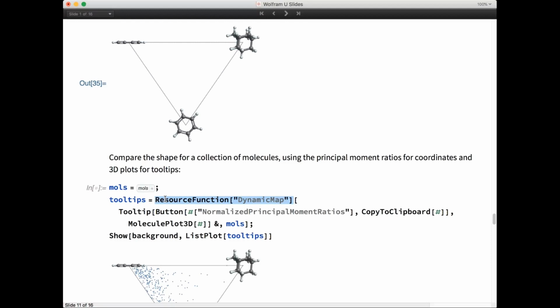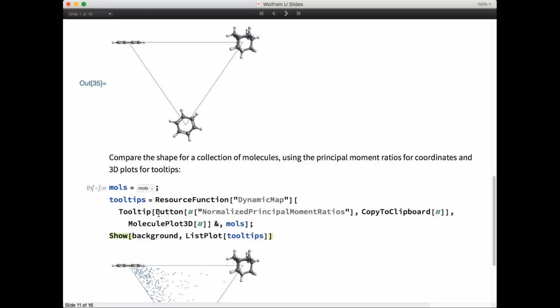It's very useful. So then what I'm doing here is I'm wrapping the coordinates. I'm mapping over the list of molecules I just created here. And the thing I really need most is the normalized principal moment ratio. You remember that's going to give me a list of two numbers, so that's my XY coordinates. And that would be enough to give to ListPlot.